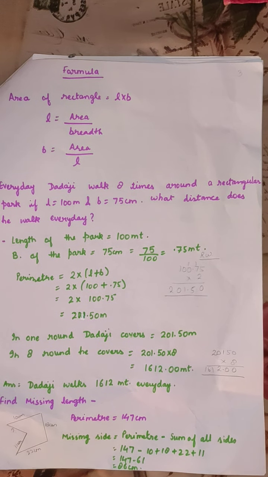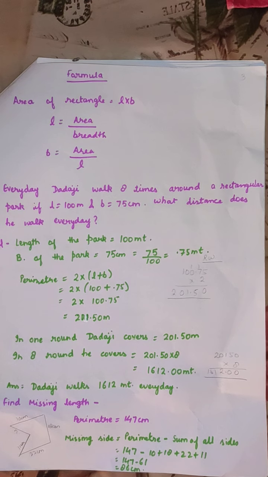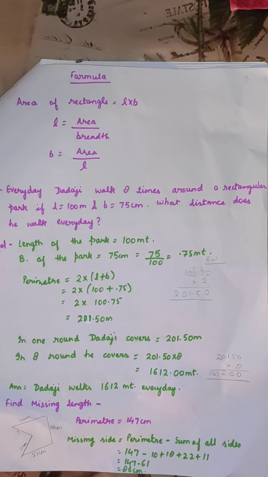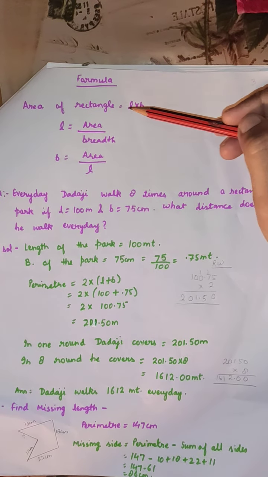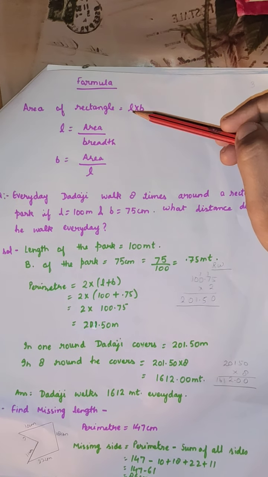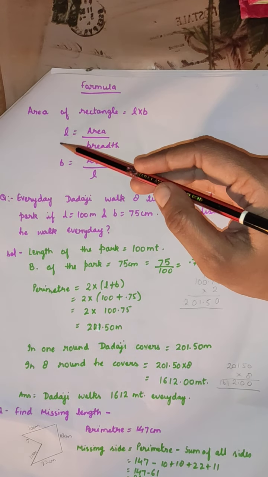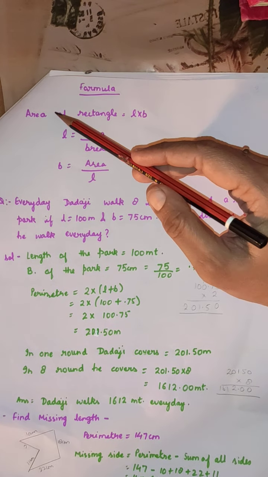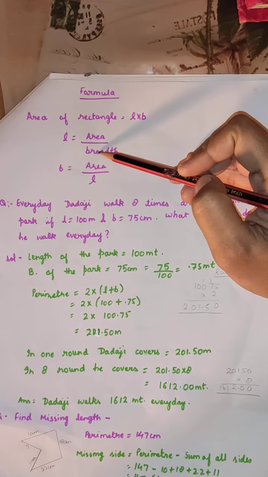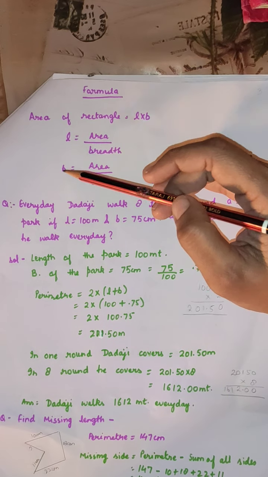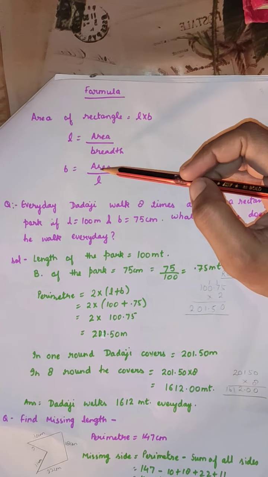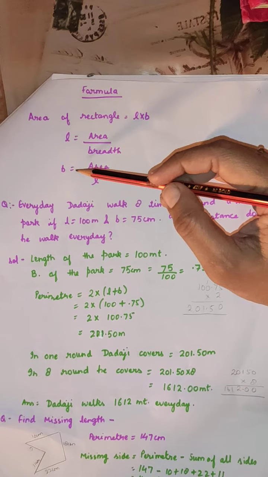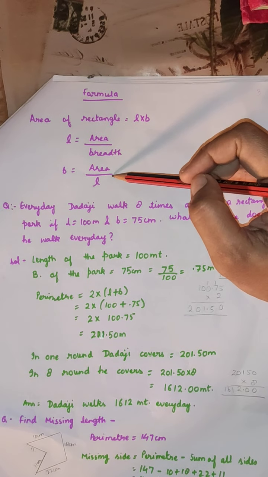Now today, as you know, we are doing area and boundary. Here the formula of area of a rectangle is L into B. So if the question is asking for the length, then the formula will be area divided by breadth. And if the question is asking for the breadth, the formula will be area divided by length.